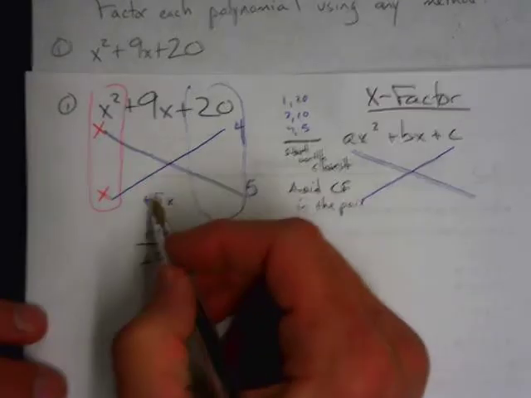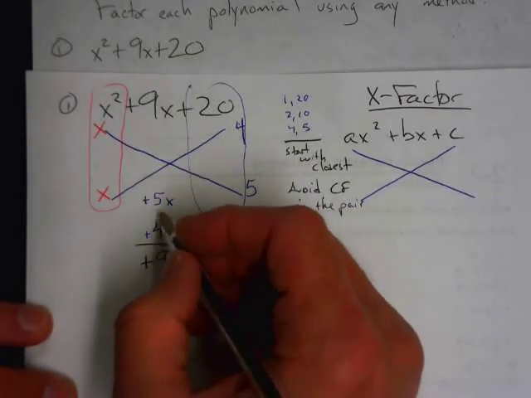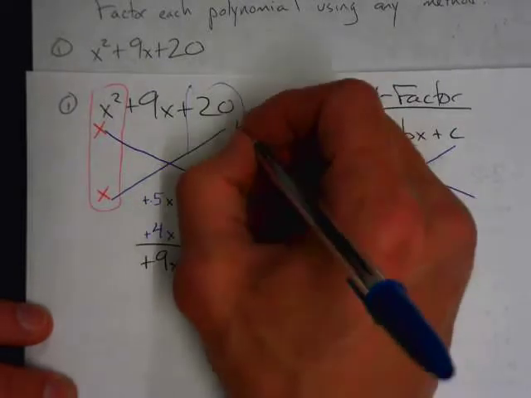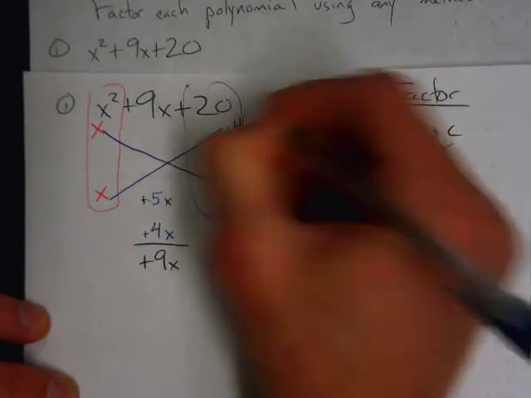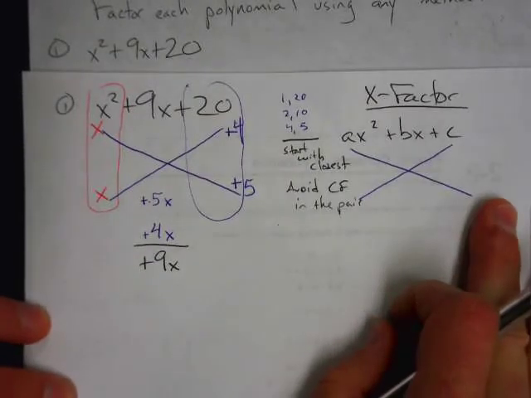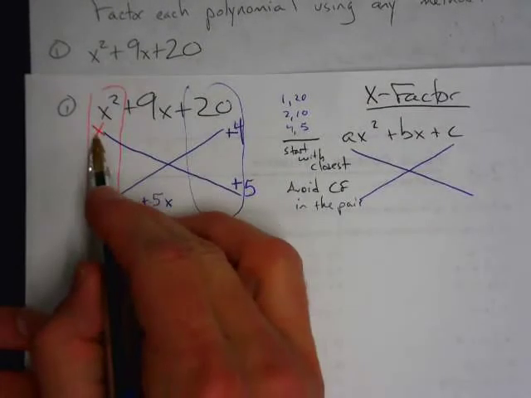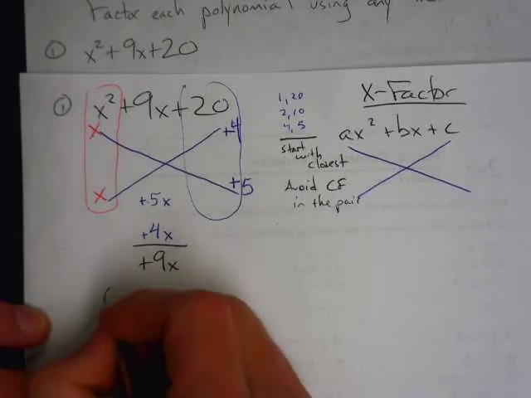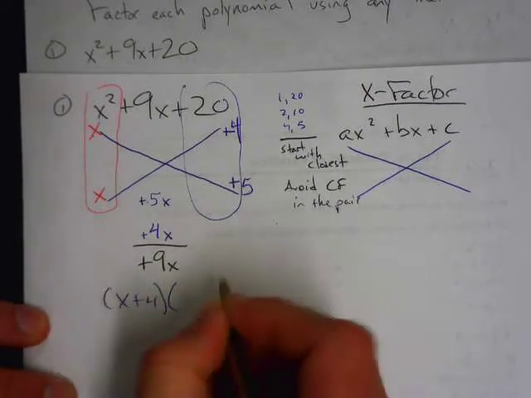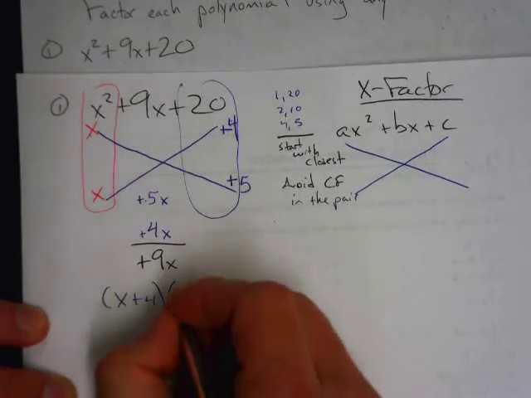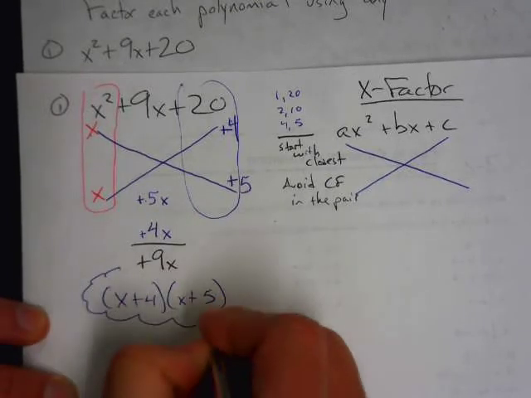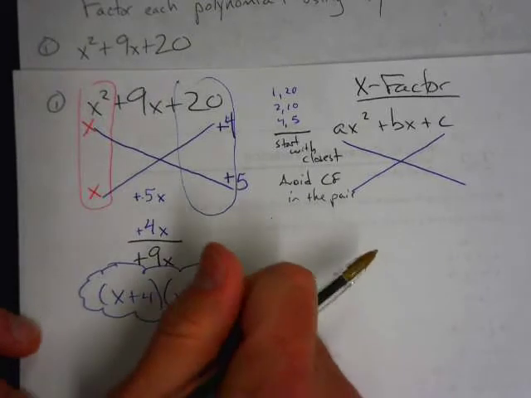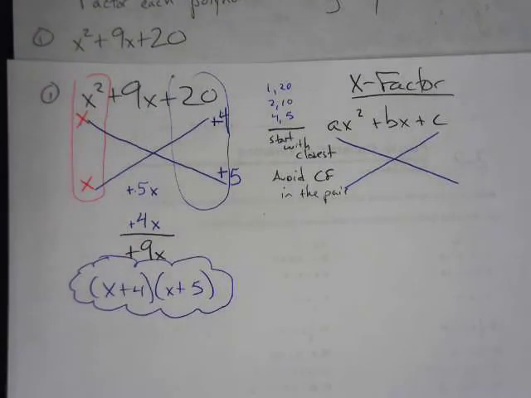So this was a plus 5 here and a plus 4 there. Guess what our two factors are? x plus 4 and x plus 5. So we have factored the trinomial that way, called using the X-factor model.